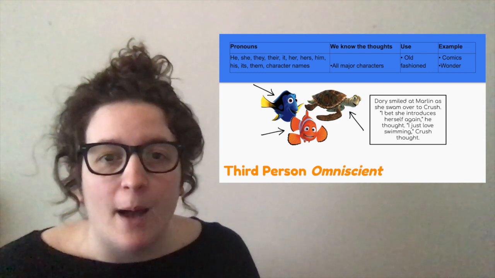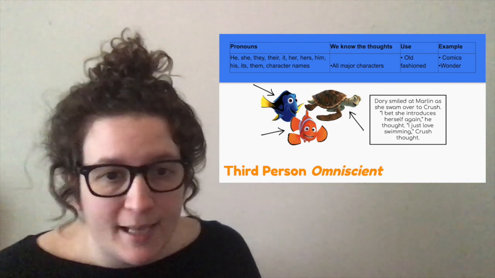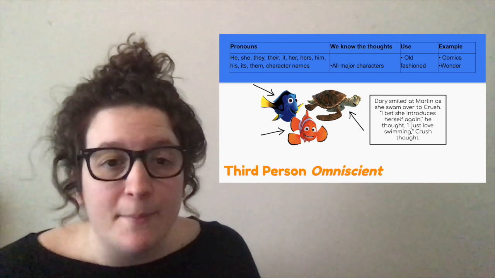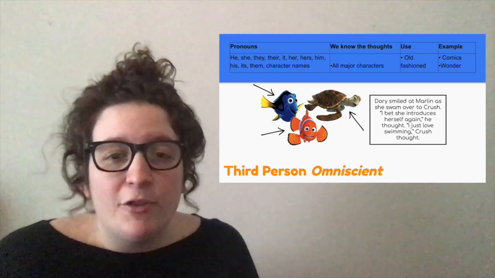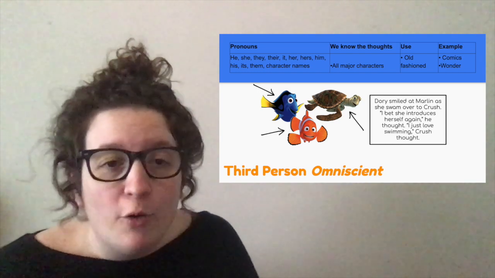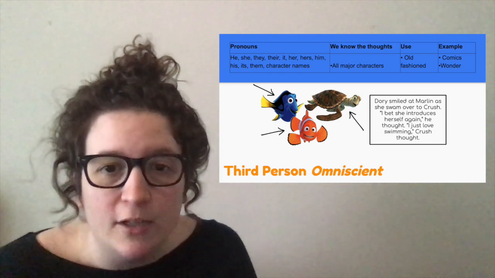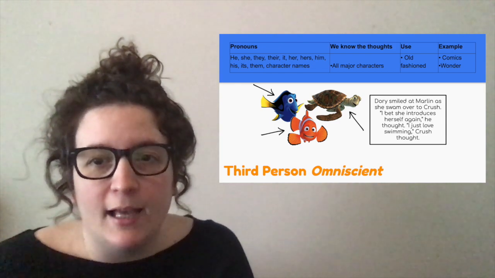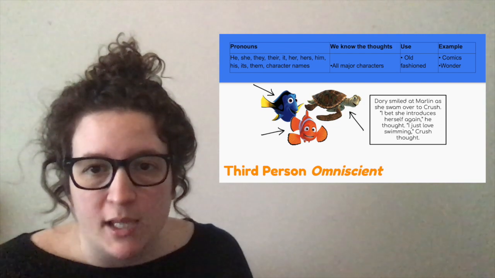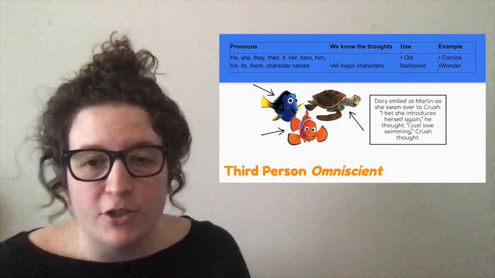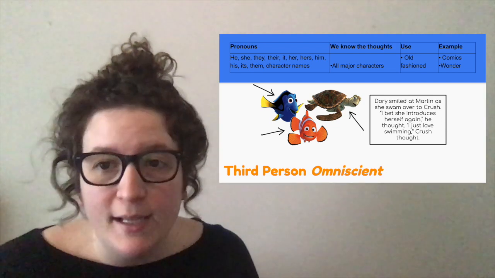Okay, the last point of view we're going to look at is third person omniscient. Again, the pronouns are the same. So in that box, you can even write same pronouns. In third person omniscient, we know the thoughts of every single character. Okay, so all of the main characters, we can read their thoughts. So in third person omniscient, you're going to put the arrows pointing at all three characters.